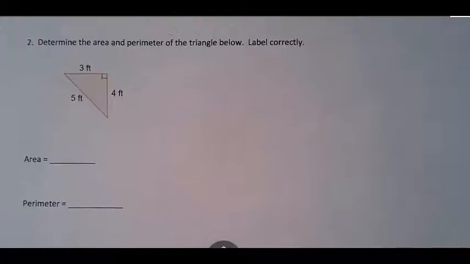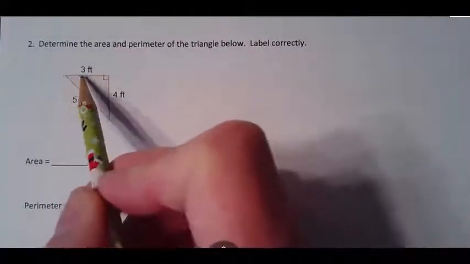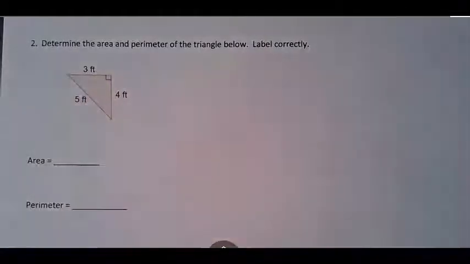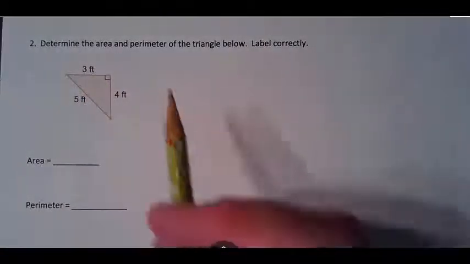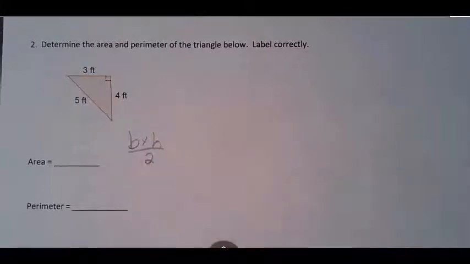For the triangle, now remember, triangle only covers half as much area as a rectangle. So instead of doing base times height, we're going to do base times height and then cut it in half. Base times height divided by 2.